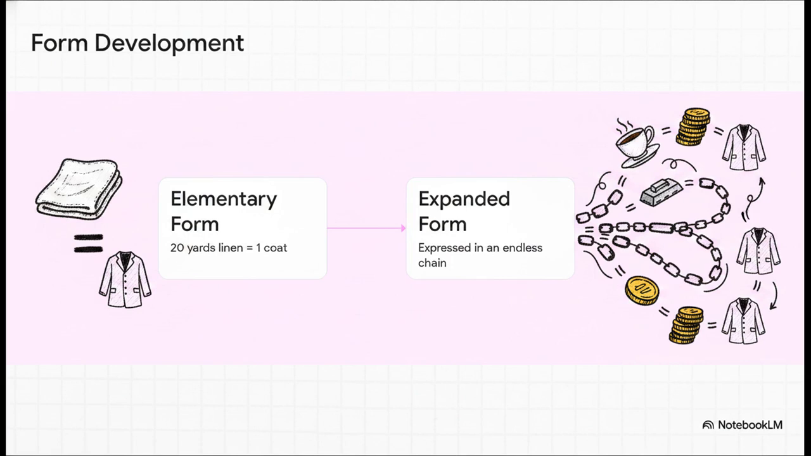Once you do realize that equal human labor is the secret ingredient, however, the whole system just explodes. We start with our single economic cell, the elementary form, where linen equals a coat. But that inevitably multiplies into the expanded form. The linen's value can express itself in an endless, sprawling chain of other commodities, a coat, or tea, or coffee, or iron, or gold. The single cell divides and grows into an entire, infinitely complex market ecosystem.